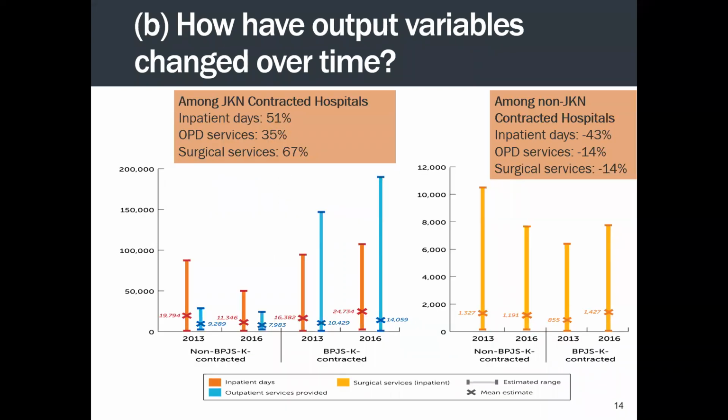We also considered the descriptive changes in outputs. Unlike the inputs, we see that the overall trend of outputs between years differed among the contract status groups. Generally, outputs increased among contracted hospitals and decreased among non-contracted hospitals. And we show here the changes in inpatient days, average number of outpatient services provided, and surgical services provided. Next.